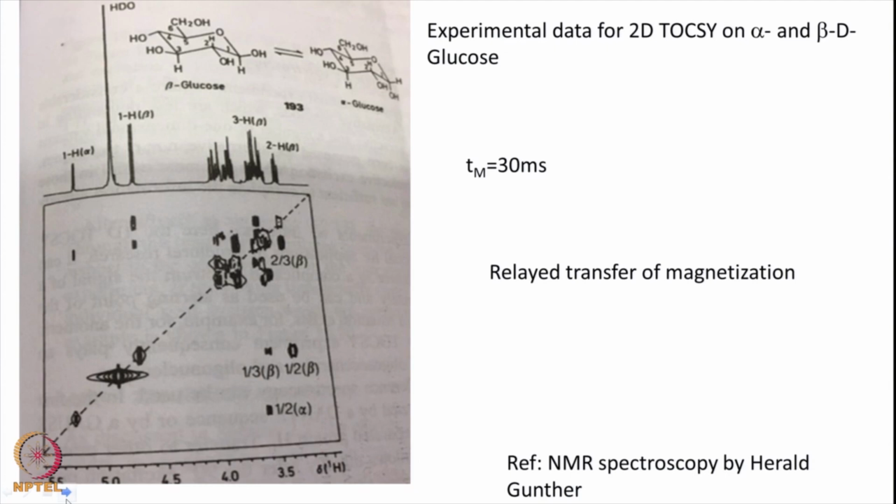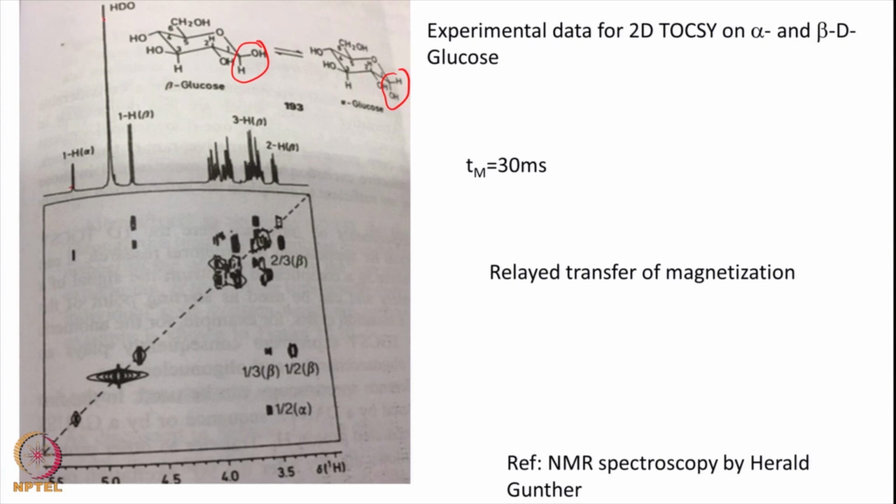For an example, I will just give you where it is actually used. Say we have a glucose molecule, D-glucose, which is in equilibrium between beta glucose and alpha glucose. The difference you can notice is at this position. Now there are so many protons here. If you record 1D, we get all these peaks.